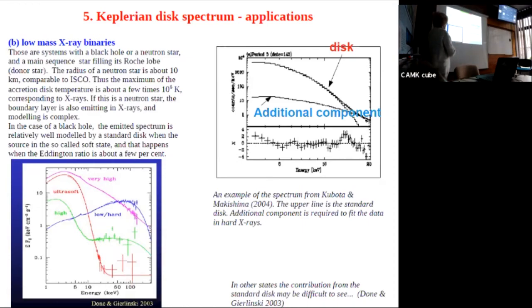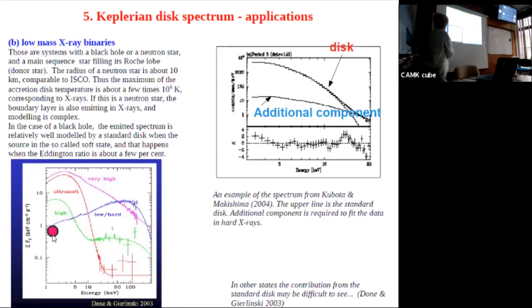On the other hand, those soft states are not always identical. Here is a collection of spectral shapes. This is from Done and Gierliński. You see that sometimes the disk is in the low hard state, and then it does not look like anything. On the other hand, there is a variety of soft states. This is the standard high state with a strongish tail, the ultra soft state.